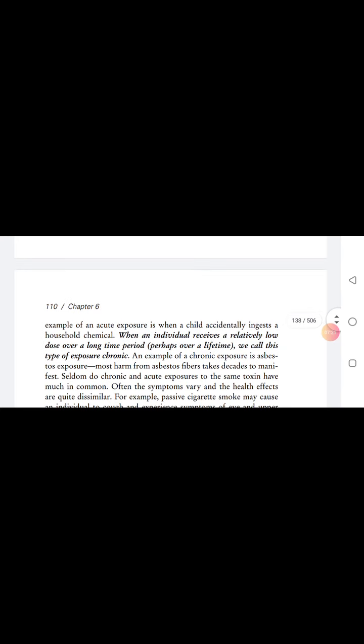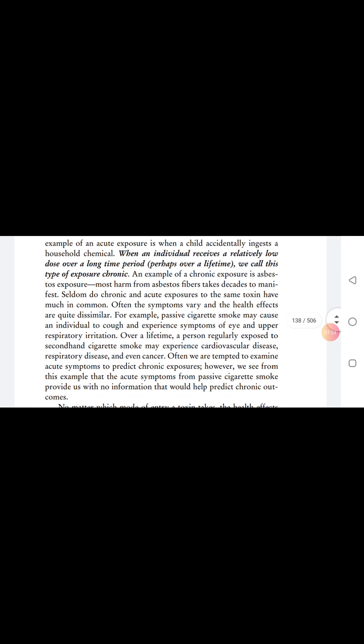If you are taking a large dose, a heavy dose, a single time, for a small period of time, and it affects you, it becomes toxic for you, then the exposure to such a material is called acute. I will give you an example of acute exposure. An example of an acute exposure is when a child accidentally ingests a household chemical.